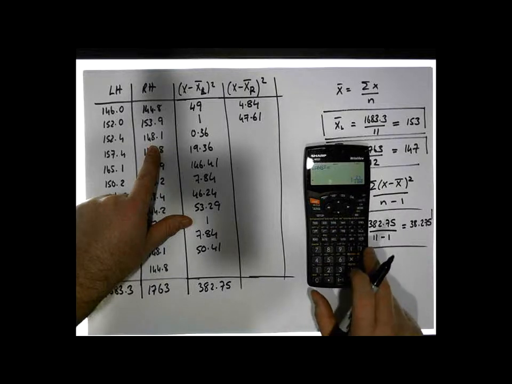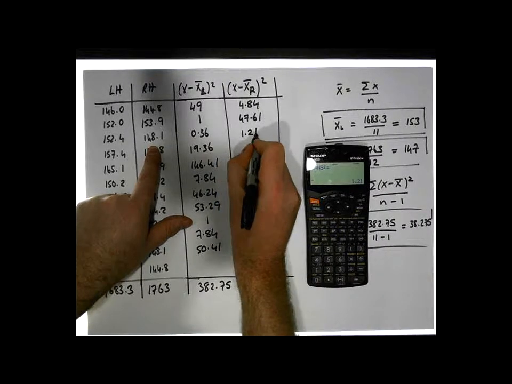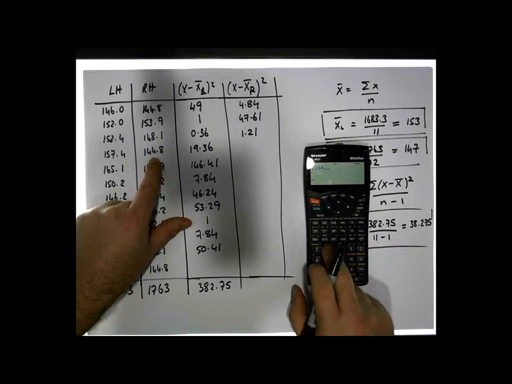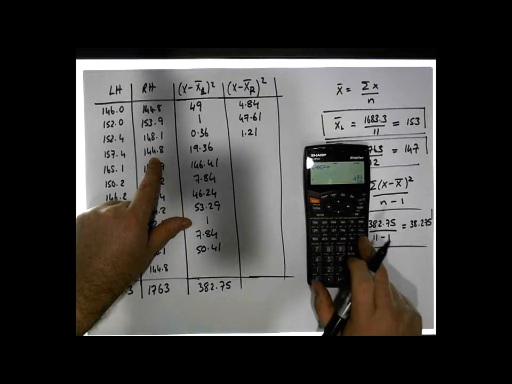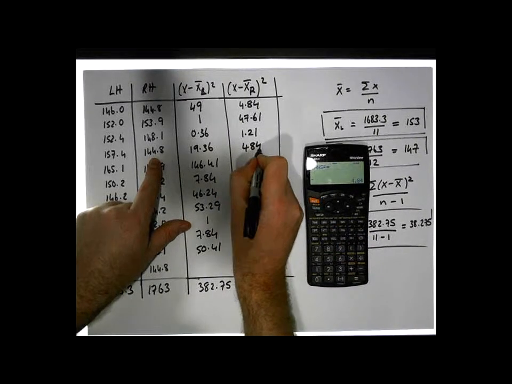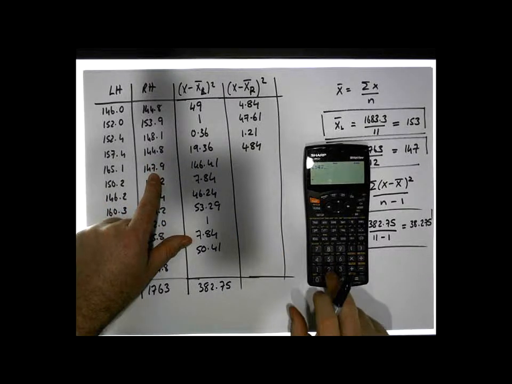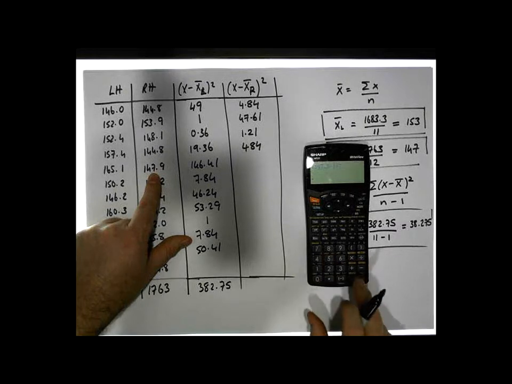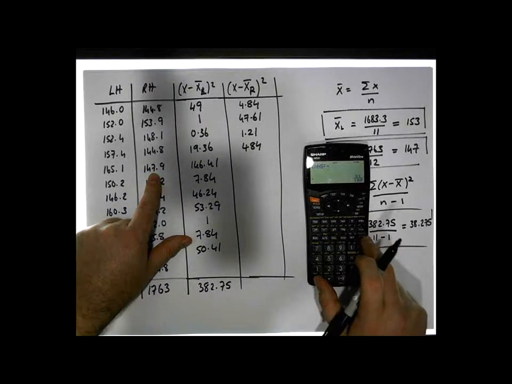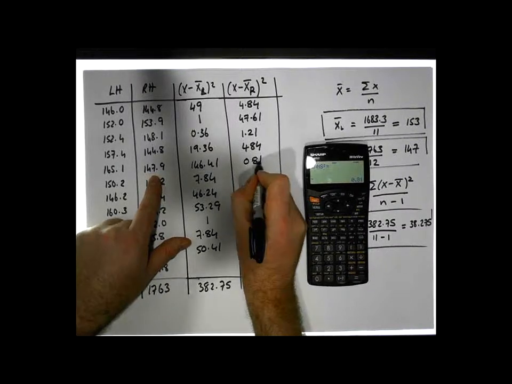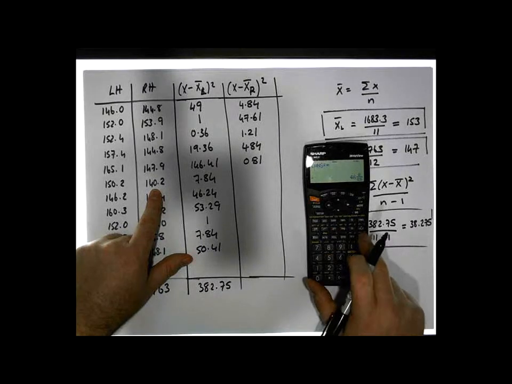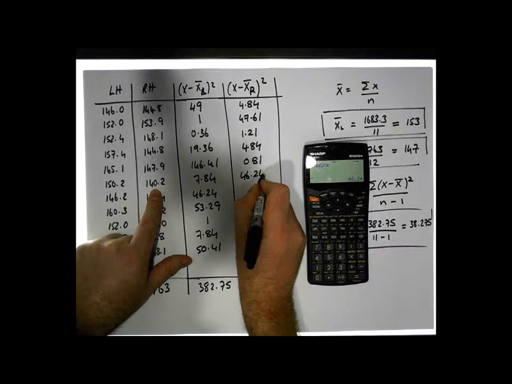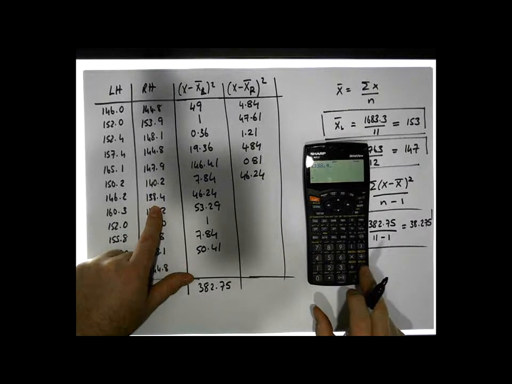Then I have 148.1 minus 147. When I square that, that gives us a value of 1.21. Then I have 144.8 minus 147. When I square that, that gives us 4.84. Then 147.9 minus 147 leaves us with 0.9. When we square it, we get 0.81. Then we have 140.2 minus 147. When we square it, that gives us 46.24. Then we have 138.4 minus 147, and when we square that, that gives us 73.96.